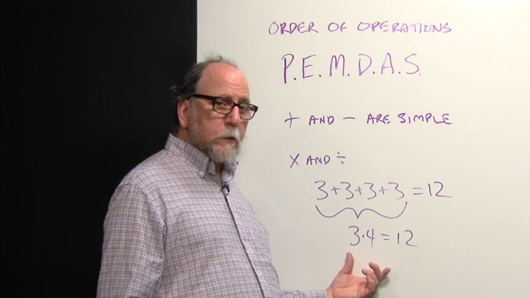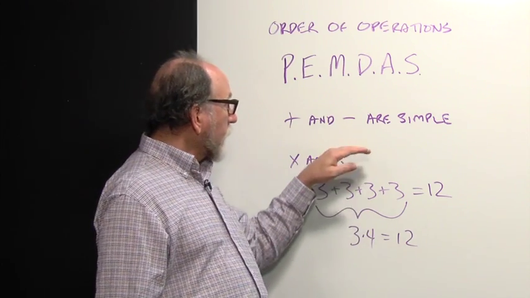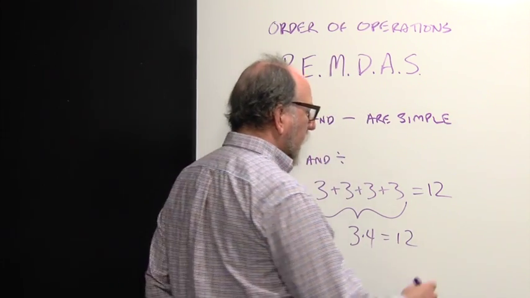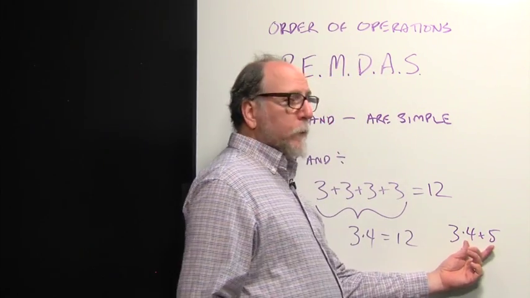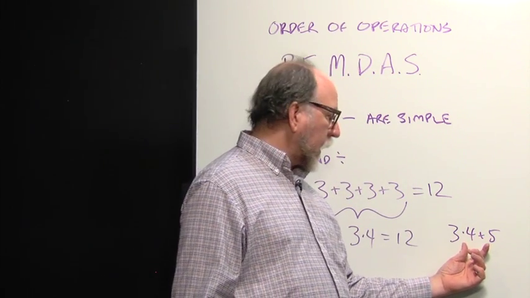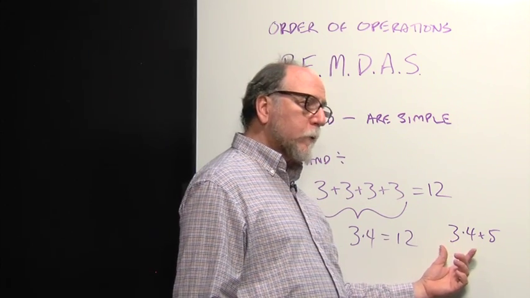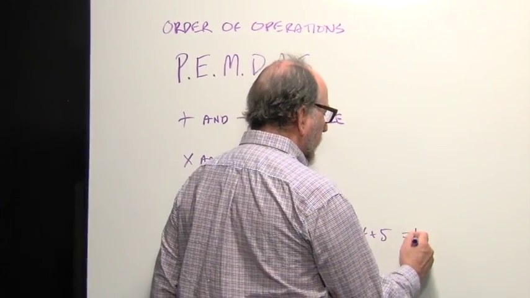So this is a condensed form of addition. That's what multiplication is. Since it's a fancier form of addition, not so simple, it has to come first. If you think about 3 times 4 plus 5, you couldn't add 4 plus 5 first and get 9, because 3 times 4 means 12, or 3 plus 3 plus 3 plus 3 plus 5. And that has to equal 17.